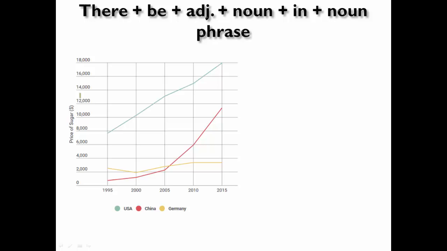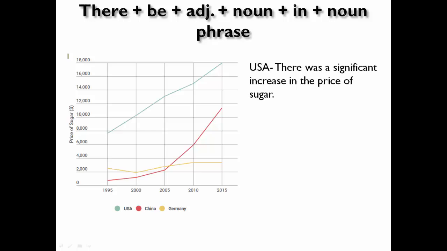So, if you look at this graph, I'm going to describe the general trends for all three countries, for USA, China, and Germany. And I'm going to use there plus be plus adjective plus noun plus in plus noun phrase. So the first one, there was a significant increase in the price of sugar. Okay, so there. Be, because it's past, becomes was. Adjective, significant. Noun, increase. In, noun phrase, price of sugar. So there was a significant increase in the price of sugar.